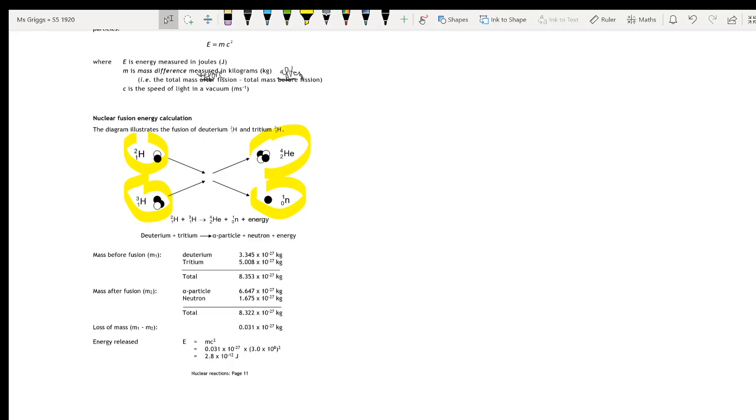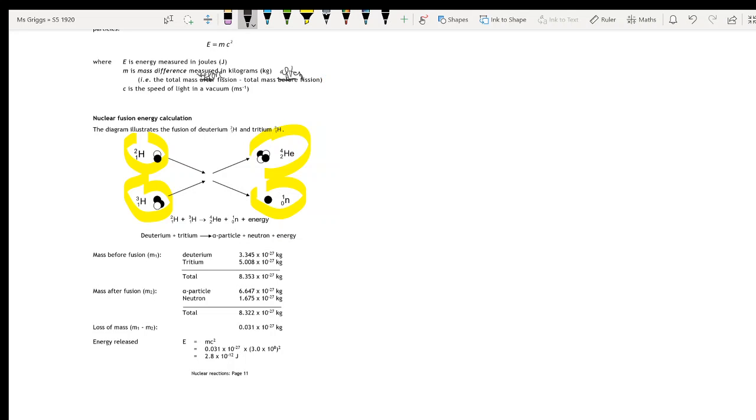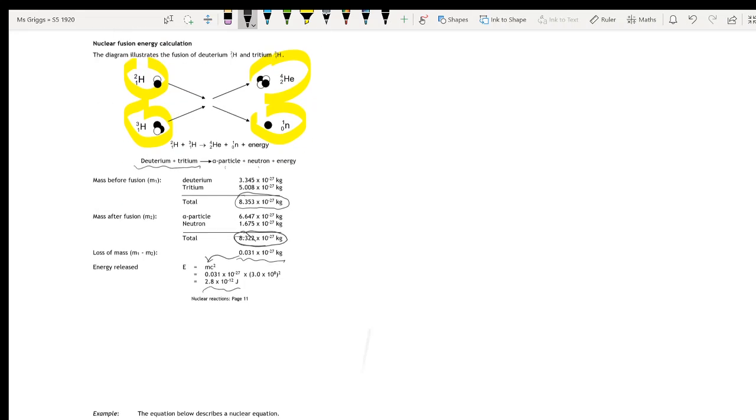Okay, so what do we do here? Well, we find what the mass would be beforehand. So it's deuterium plus tritium. You'd find those on a table given to you, add them together, find the total mass before. Then afterwards, we've got an alpha particle and a neutron. Again, you'd find those on a table, add them together, and find the total mass afterwards. Take one from the other, and you end up with a mass difference. And you put that mass difference into the equation, and you end up with the energy released.